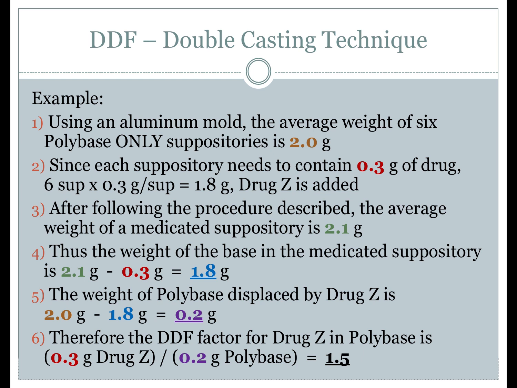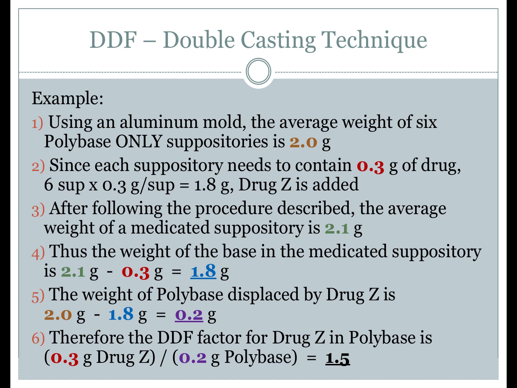For example, a prescription calls for 0.3 grams of drug Z in a Polybase vaginal suppository. We check the literature, but cannot find a published DDF for drug Z in Polybase. Our first step is to determine the weight of a blank, pure Polybase suppository using our aluminum mold. So we pour 6 blank suppositories and determine their average weight to be 2 grams. We then begin the double casting technique as previously described, pouring 6 suppositories. The total amount of drug needed to prepare 6 suppositories, each containing 0.3 grams, is 1.8 grams of drug Z.